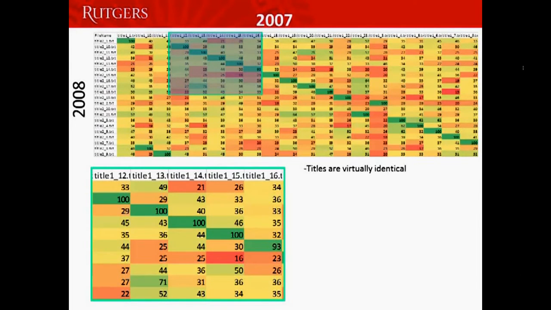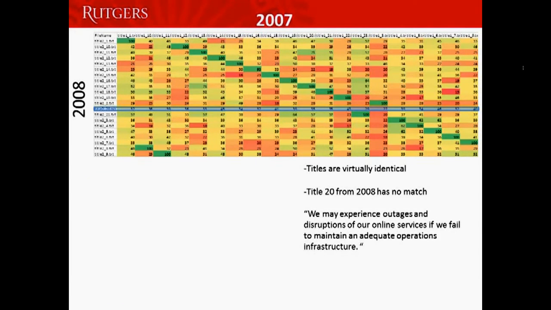So if you get a score of 100, it means they're identical. And anything less is not identical. So you can see all the risk titles basically have an identical match. Except for this one. This one has no match at all. And so this is a new risk in 2008 to Microsoft. We may experience outages and disruptions of our online services if we fail to maintain an adequate operation. Clearly this could have been part of the 2007 set of risks. But it's a new one from 2008.